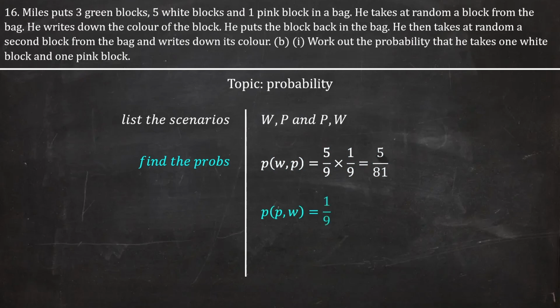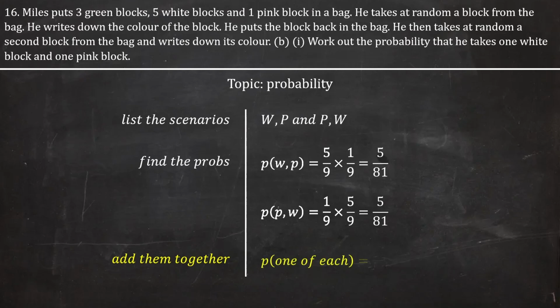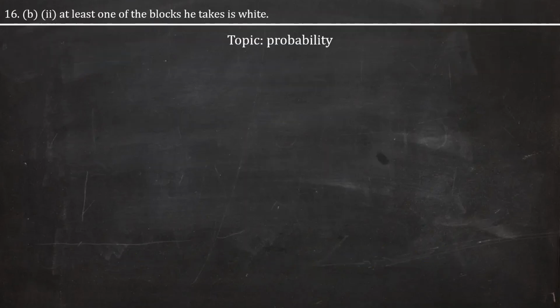Pink white is going to be 1 over 9 times 5 over 9, which is also 5 over 81. So to find the probability of getting one white and one pink, we add them together, which will give you 5 over 81 plus 5 over 81, which is 10 over 81. Part 2 is asking for the probability that at least one of the blocks is white.